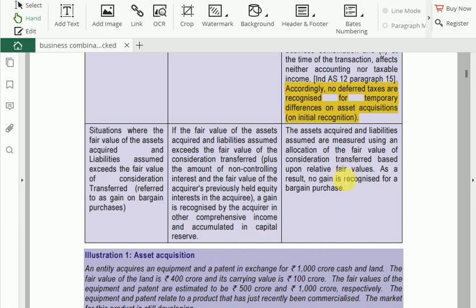This is some procedural part we will see later. In asset acquisition, the assets acquired and liabilities assumed are measured using an allocation of the fair value of the consideration transferred based upon relative fair value. As a result, no gain is recognized for a bargain purchase.